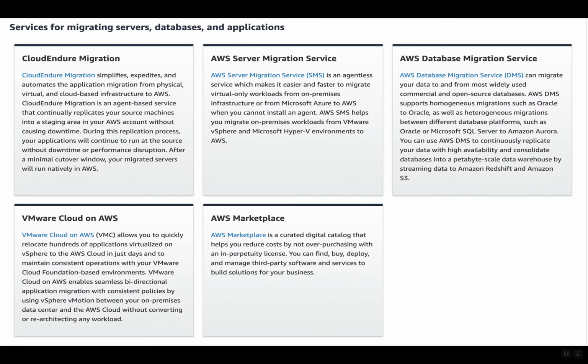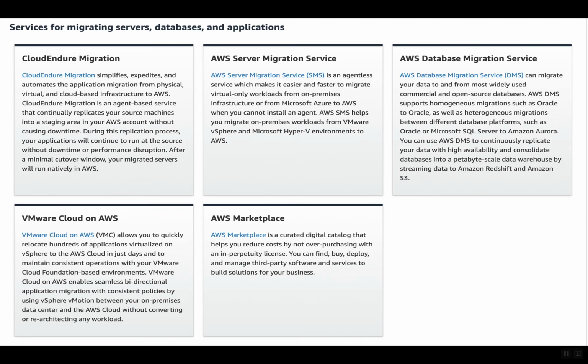So you have CloudEndure Migration, which helps to simplify, expedite, and automate the application migration from physical, virtual, and cloud-based architecture to AWS. You have AWS Server Migration Service, which is an agentless service that makes it easier and faster to migrate virtual-only workloads from on-premise infrastructure or from Microsoft Azure to AWS.